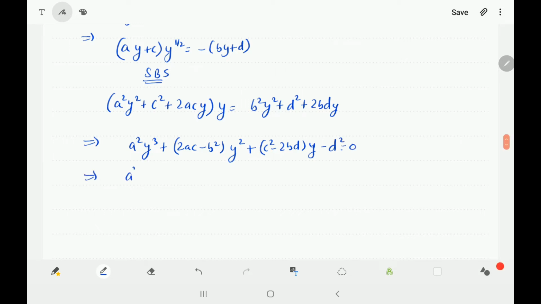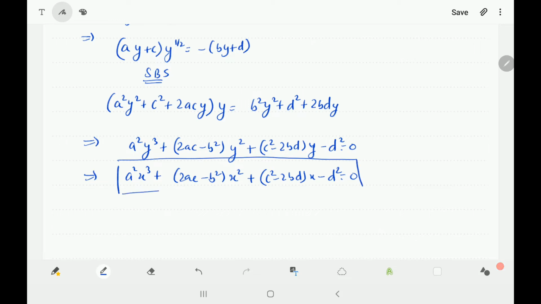Okay, finally we will be converting it into x by changing the variable: a square x cube plus (2ac minus b square) x square plus (c square minus 2bd) x minus d square equal to 0. So the roots for this particular equation are alpha square, beta square and gamma square. I hope it is clear.